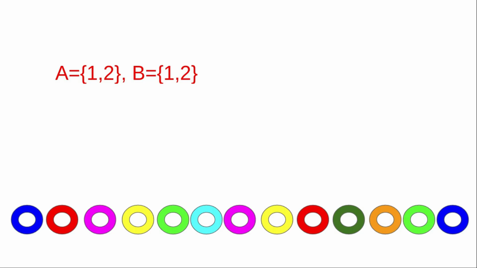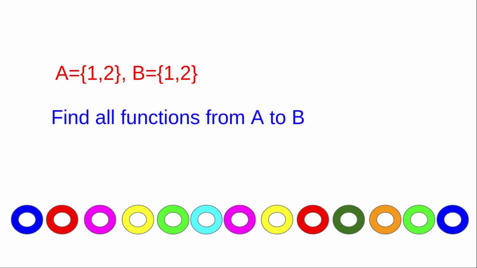Now consider two sets A and B. A is equal to set 1, 2, B equal to set 1, 2. Find all functions from A to B.